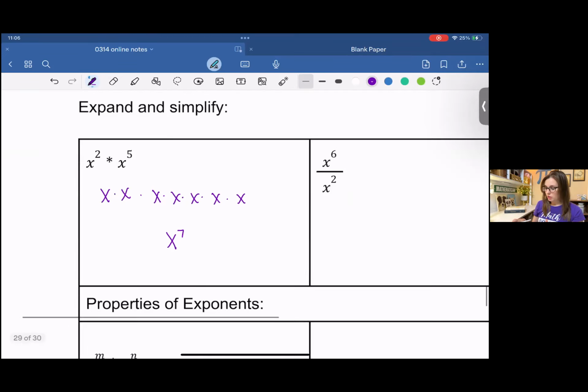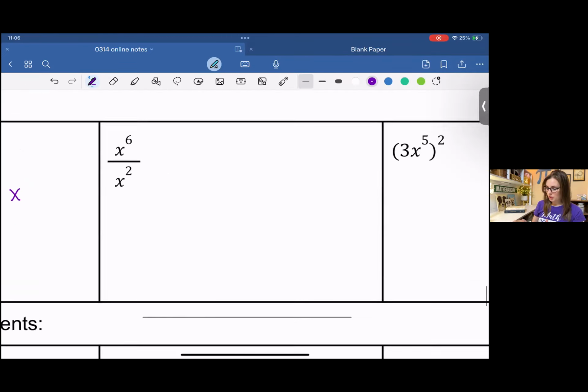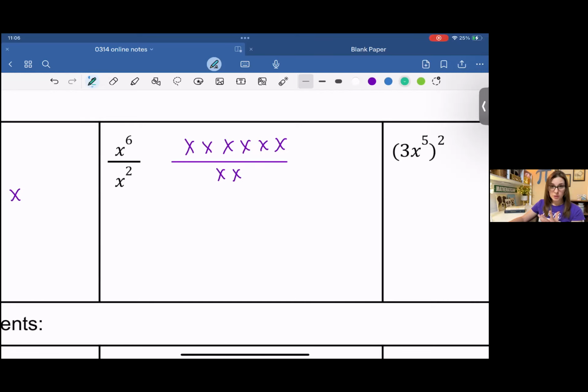Now, if I do this one here, x to the 6th, 1, 2, 3, 4, 5, 6, divided by x squared, then I have some simplification I can do here. These x's divide and these x's divide. Well, you can pick any x, but I just picked the first two. And I'm left with x being multiplied by itself how many times? 4 times. So that's x to the 4th.